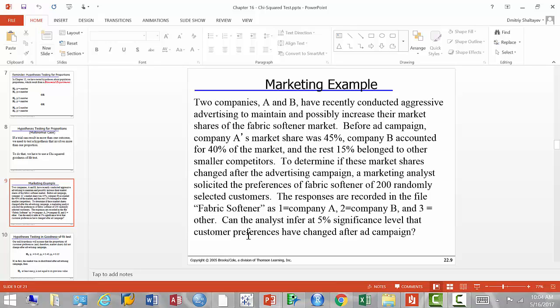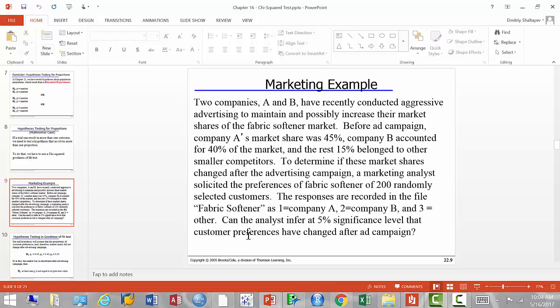So two major companies and a bunch of smaller ones. All right, now, let's say that we performed the advertising, companies A and B, right? They want to grab more market share. And after that, they would like to see how the market is distributed right now after we perform the advertising. So what do we do?